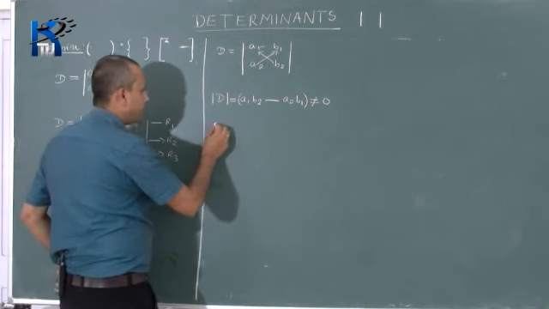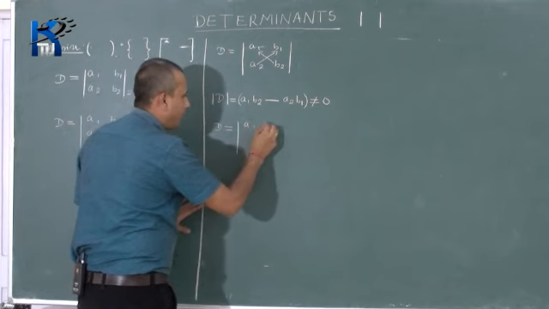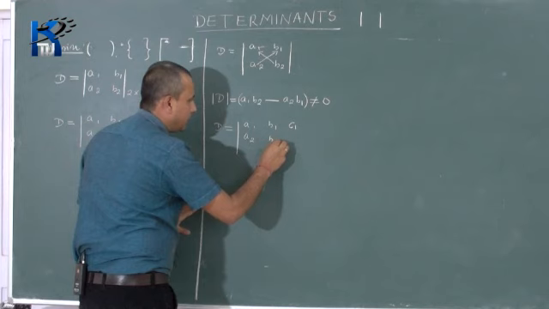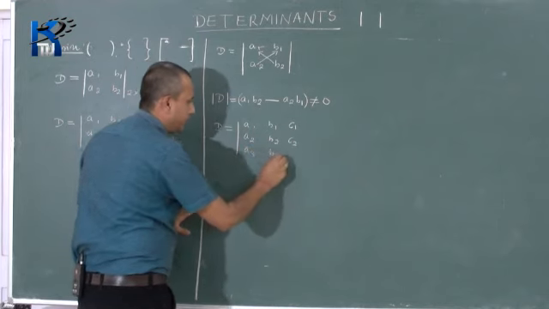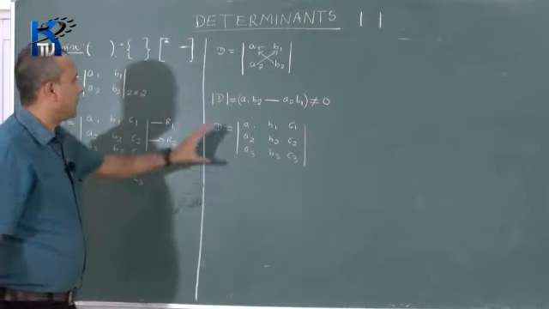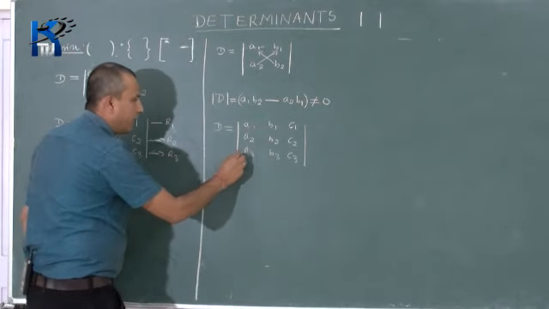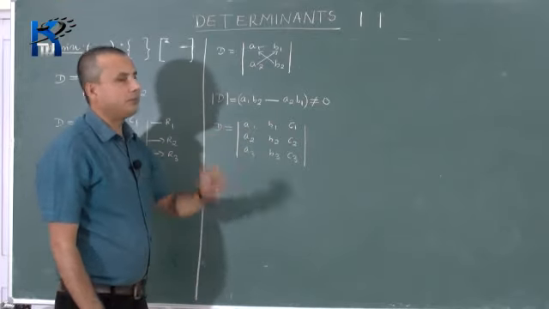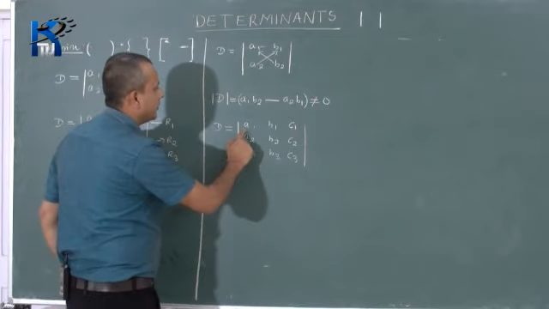Similarly, the expansion of a 3 into 3 determinant: A1, B1, C1, A2, B2, C2, A3, B3, C3. Now, how to expand? This one is very easy. Second one, how to expand the 3 into 3 determinant. You have to consider the elements of the rows or elements of the columns. Here in this case, I'll consider the first row.